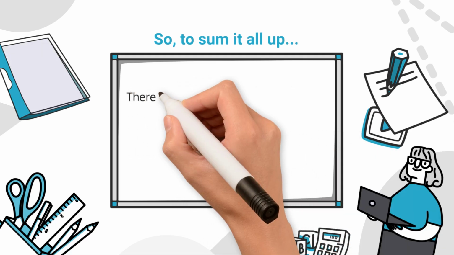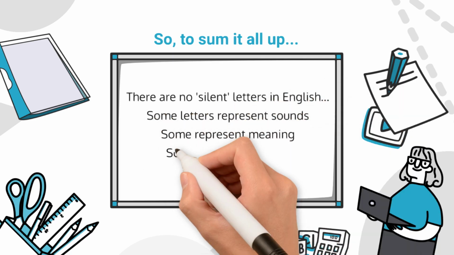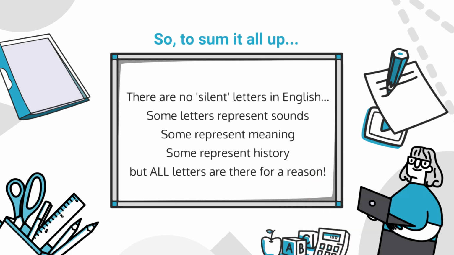There are no silent letters in English. Some letters represent sounds, some represent meaning, some represent history, but all letters are there for a reason. We just have to work out which one it is.